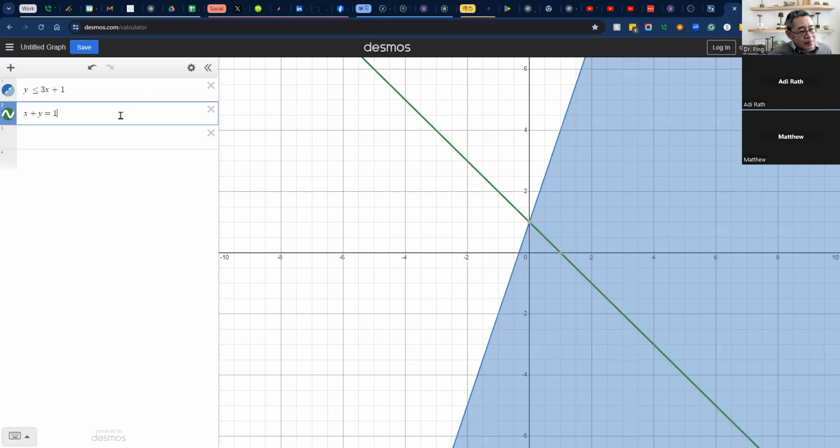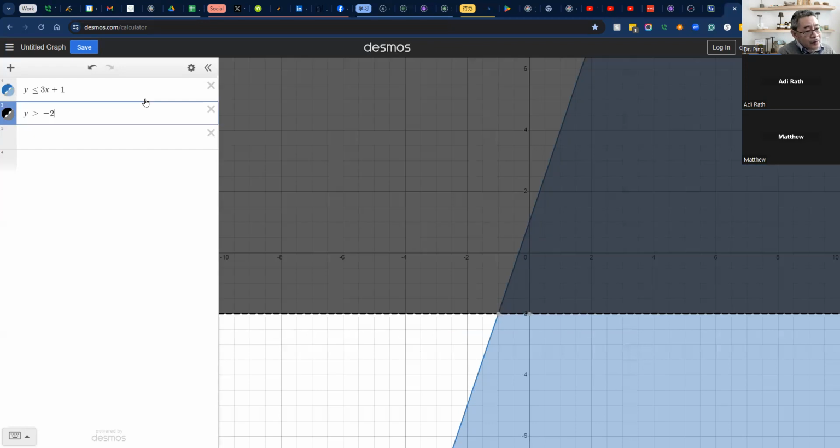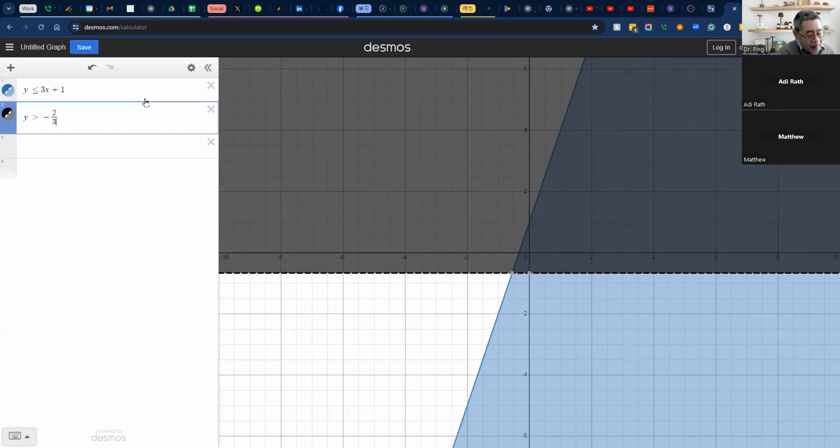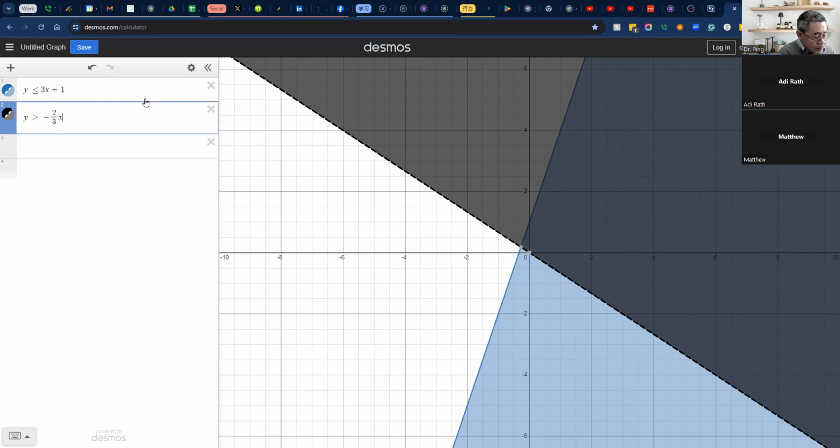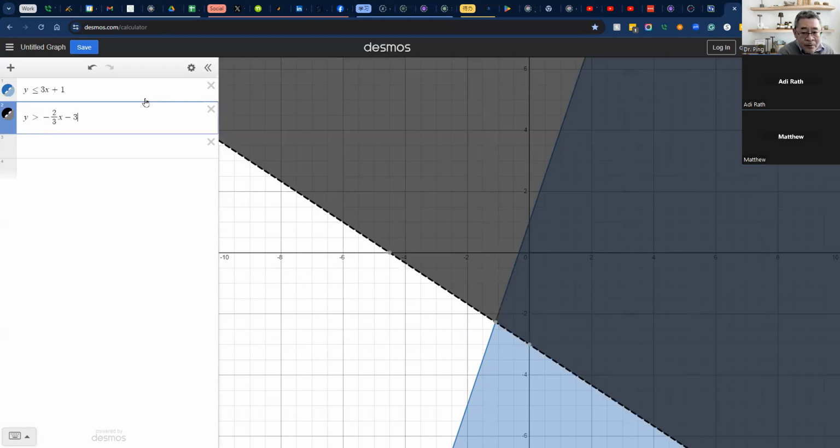Then I go with another one: y is greater than negative 2/3 x minus 3. Okay, so you can see that they graph those two, and you see this is a dotted line there, and our solution will be the overlap, which is from here to here. You can see that those two overlap.